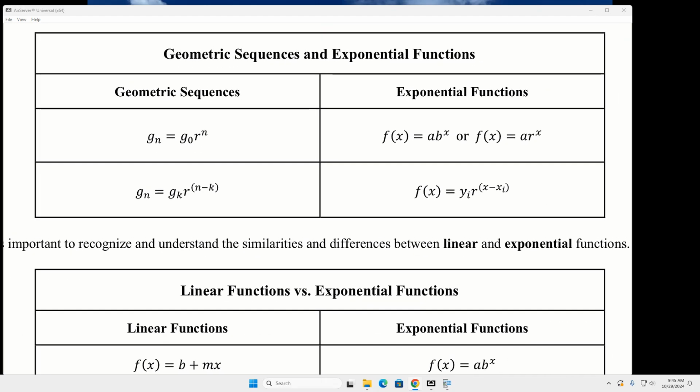All right, and then geometric sequence, there's one using an initial value. Exponential function also can be written using an initial value. The difference is just the notation. So r is the common ratio of a geometric sequence, and on an exponential function it is called the base, and it's represented by b. Sometimes it's represented by r also. And then you can also have any term in the sequence and write the geometric sequence, and same thing with an exponential function. You can have any value and you can still write the equation.